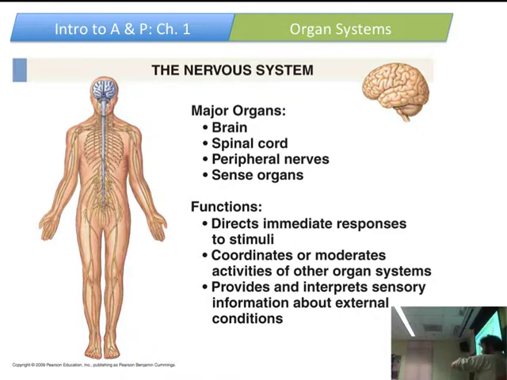Whoa, my dormmate is throwing a snowball right at my head. I see it, and I duck, and it hits the guy behind me. That was your nervous system that did that. It coordinates and moderates activities of the other organ systems. It is sort of the conductor at the symphony in your body.